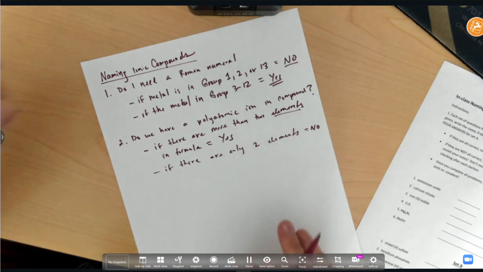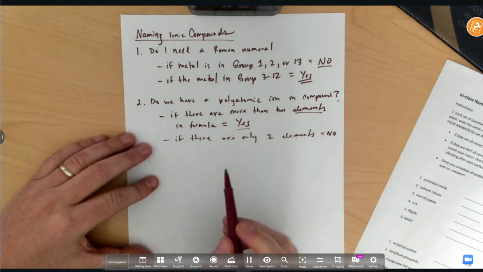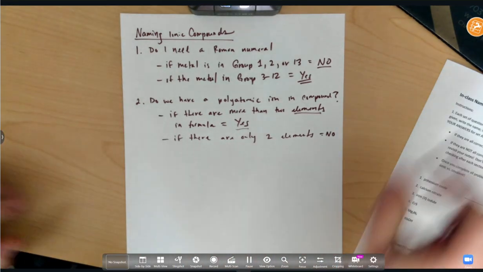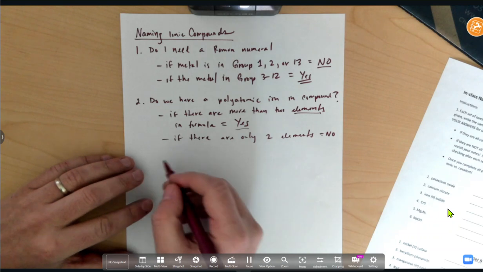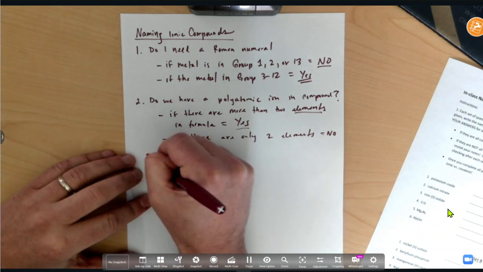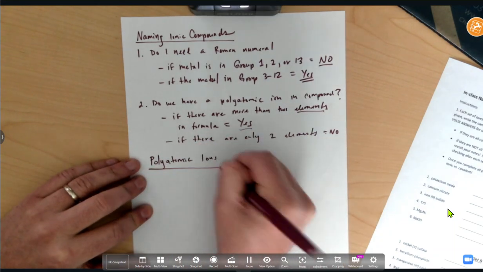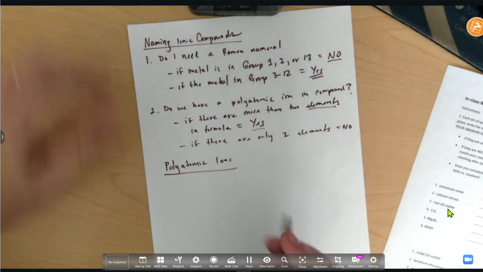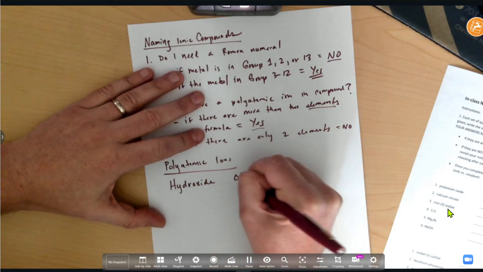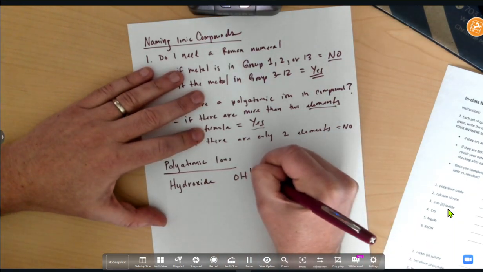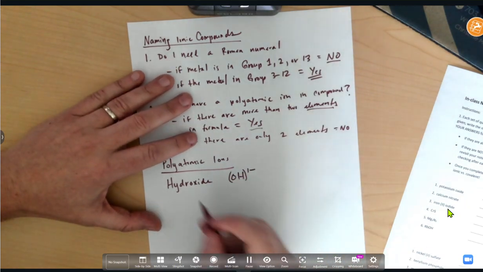Alright, so remember, you are given the formulas for the polyatomic ions that you need to know. So once you determine yes, you just have to look for which polyatomic ion it is, either from its name or from the formula for going the other way. So our polyatomic ions are, there's 6 of them. 5 of them are anions, and 1 of them is a cation. The first one we have is called hydroxide. And the formula for hydroxide is 1 O, 1 H, and the whole ion has a charge of -1. So remember, the charge refers to the entire ion.